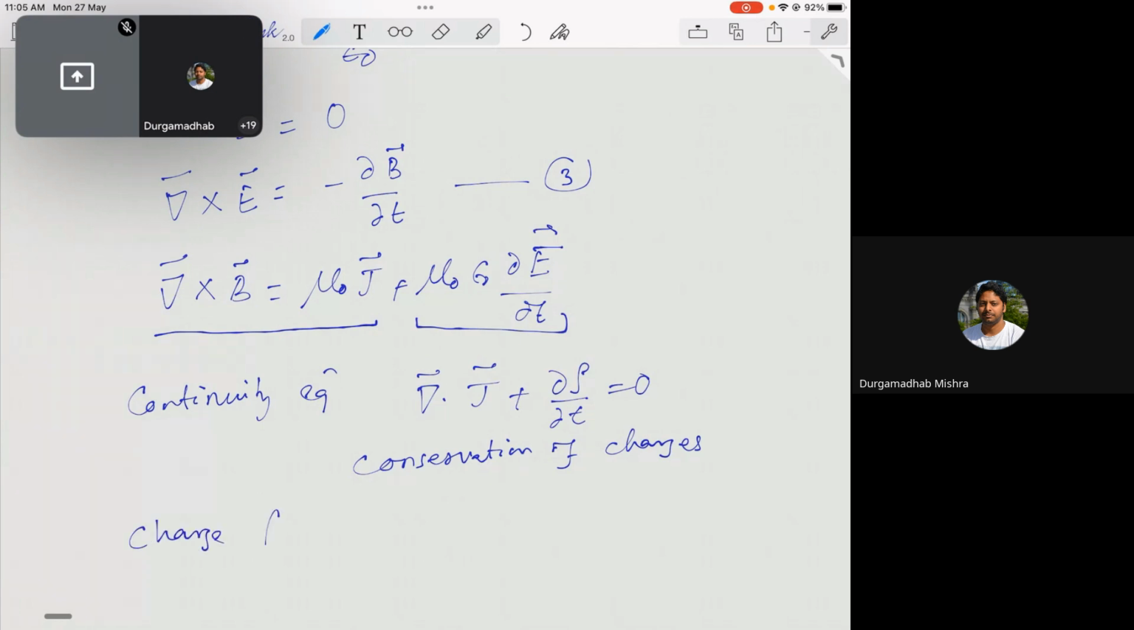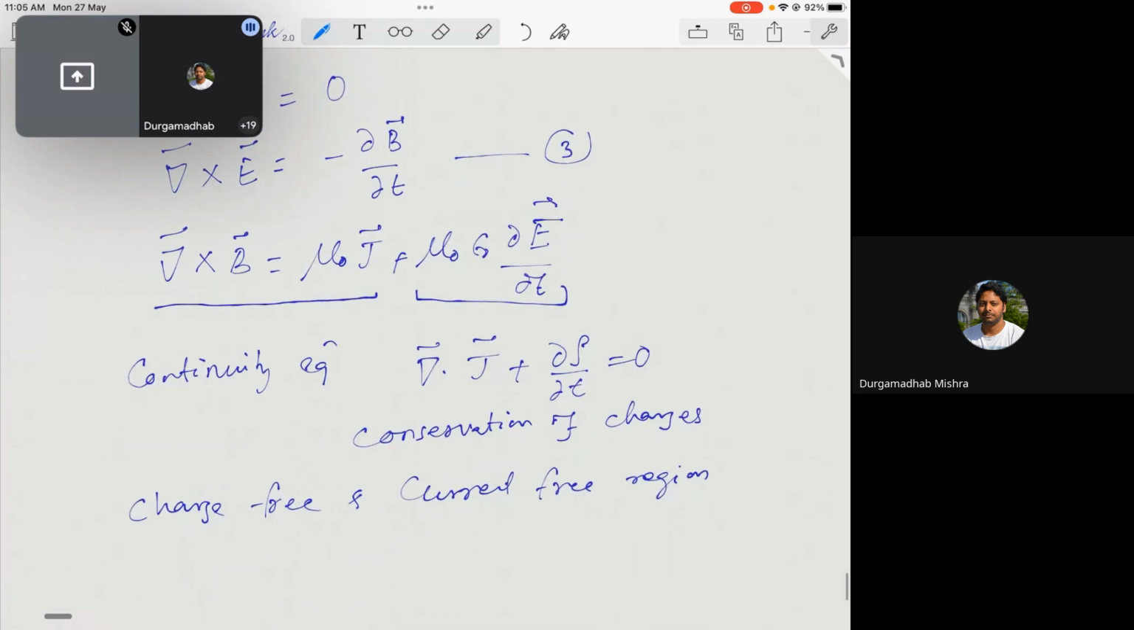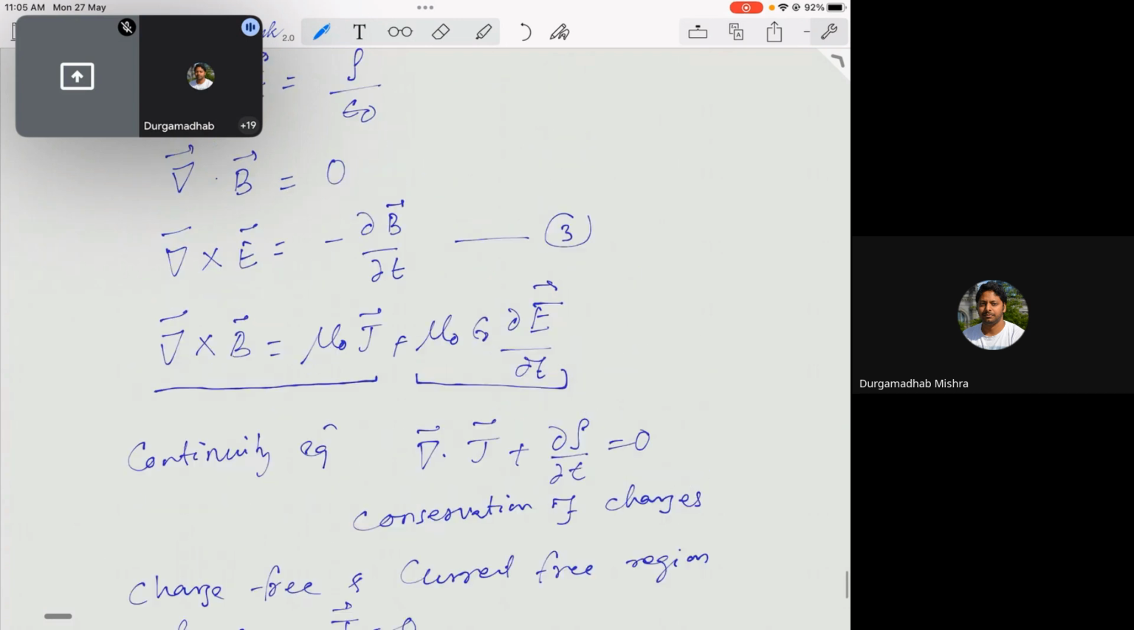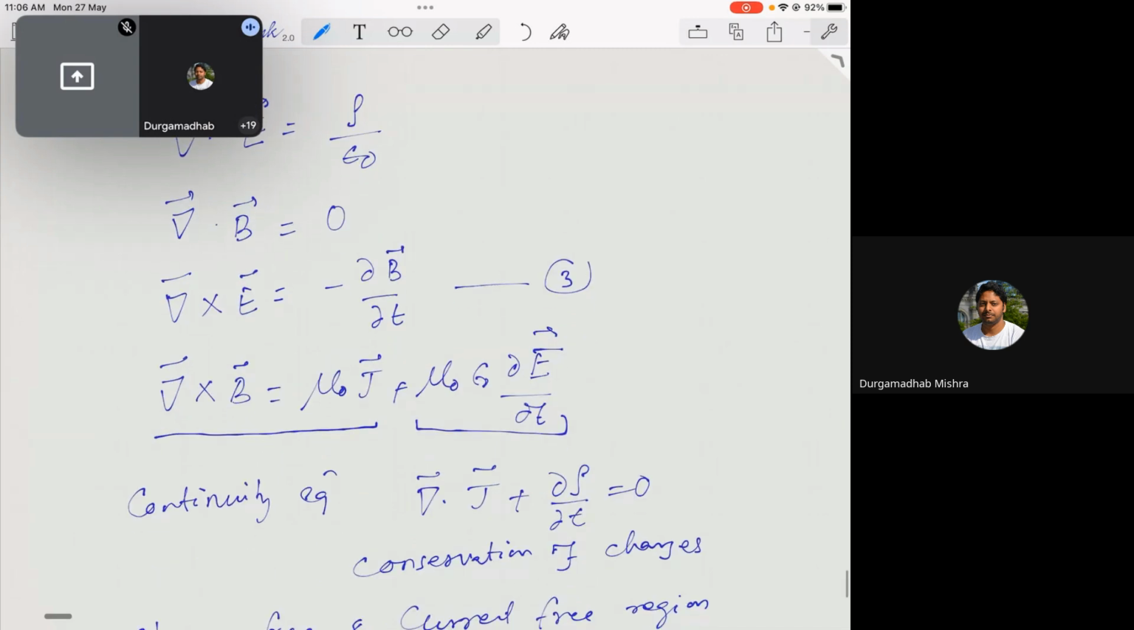And also what we can further do is, for a charge free and current free region, you can write these equations. A charge free and current free region means rho equal to 0, J is equal to 0, so current density is 0. In that case, you can write these four equations, and it becomes much simpler. So del dot E is 0, del dot B is 0. Curl of E is minus del B by del t, and curl of B is equal to, the mu naught J term will be 0, and only the second term will be there.